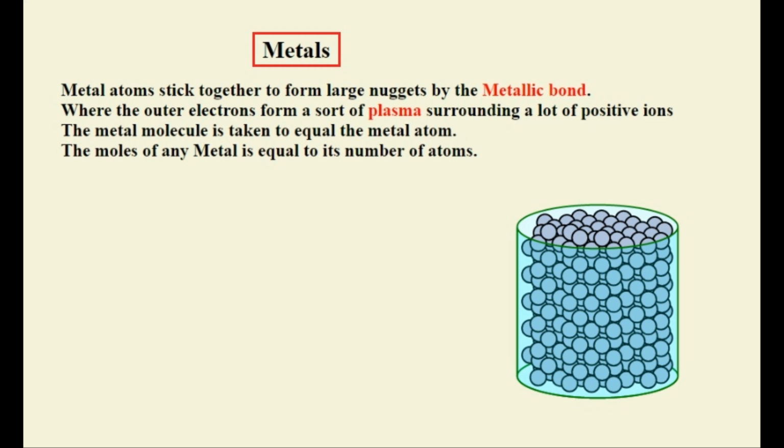Metal atoms are held together using the metallic bond, which is where all the outer electrons run loose as a sort of plasma around the positively charged metal ions. It is a very strong bond for atoms like iron. A molecule of a metal is said to be a single metal atom, even though they clump together in their millions to form large nuggets.